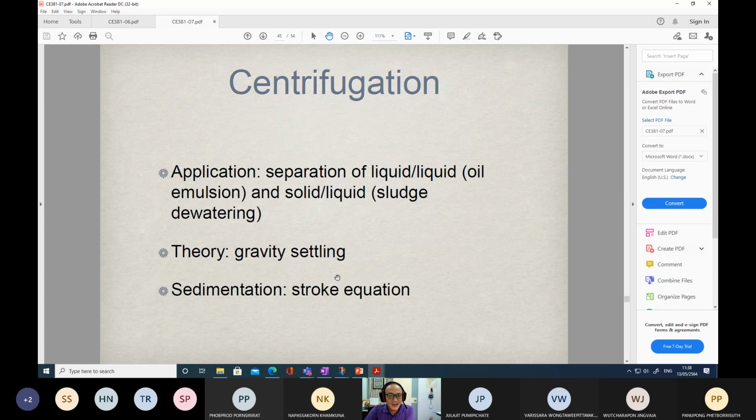The concepts of centrifugation are all the same. We use it to separate solids from liquids or liquids from solids. They're similar to other purposes, but still we are based on gravitational settling, gravity settling.